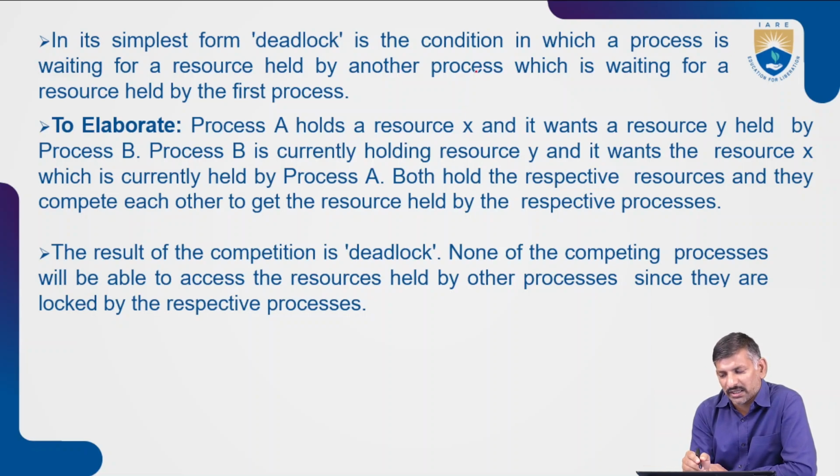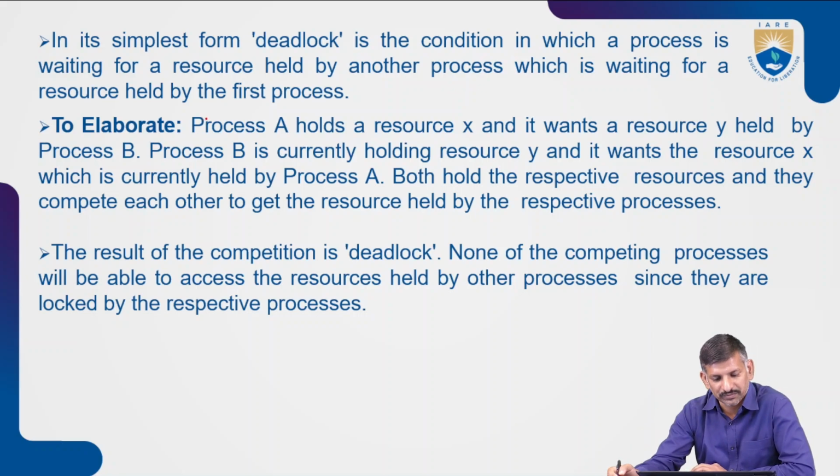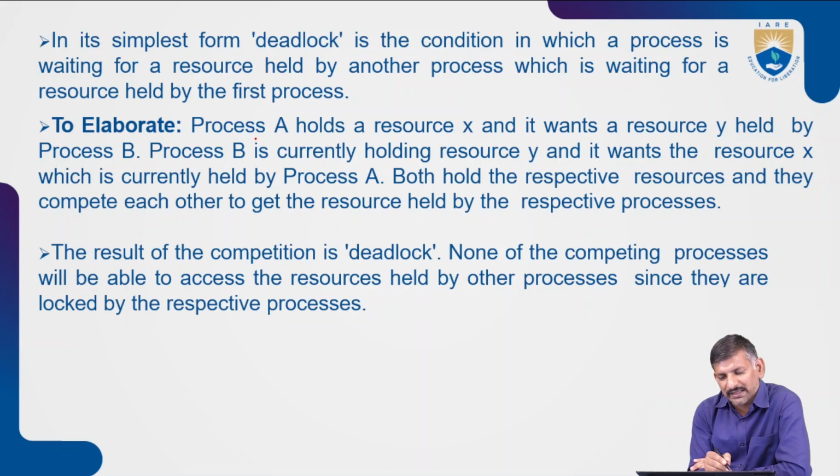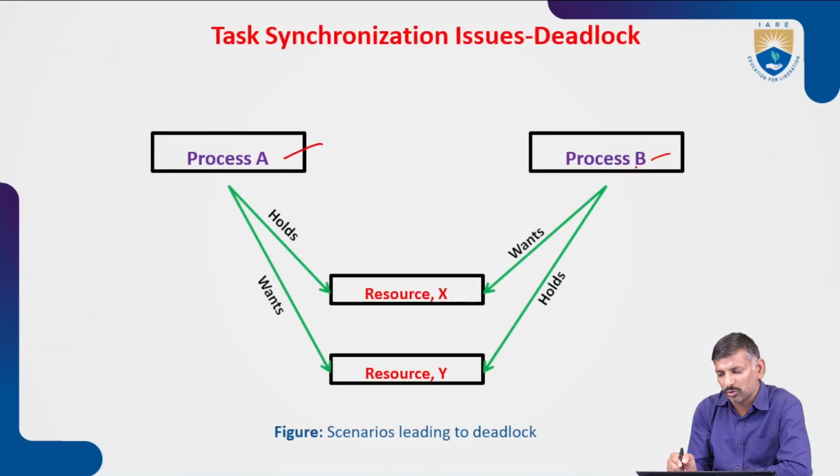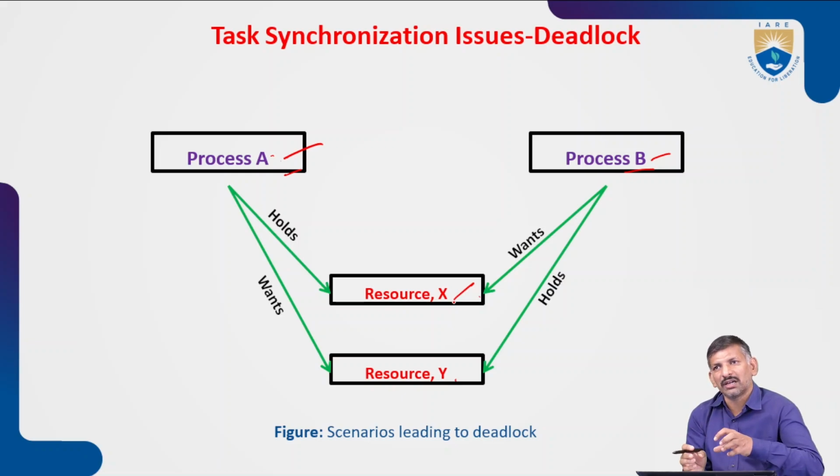In its simplest form, deadlock is the condition in which a process is waiting for a resource held by another process, which is waiting for the resource held by the first process. Meaning, one process is utilizing a resource, and another process is waiting for the same resource. To elaborate, process A holds the resource X and wants resource Y. See this image: process A and process B, two processes. Process A wants Y, process B wants X. For process A to release X, it must complete its operation by utilizing Y. If Y is released, process A's operation is completed, and only then will X be released. If both are holding and neither process is releasing anything, the operation is stopped. No process will be executed.